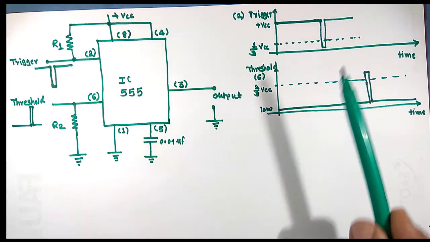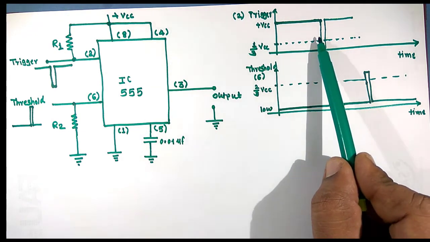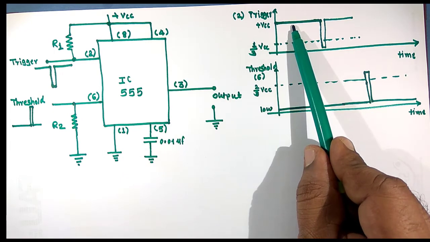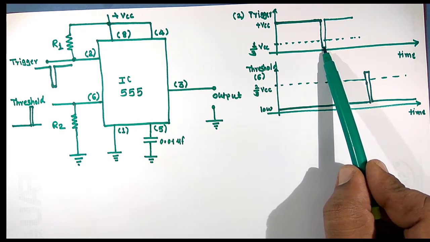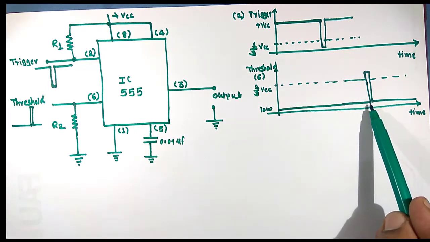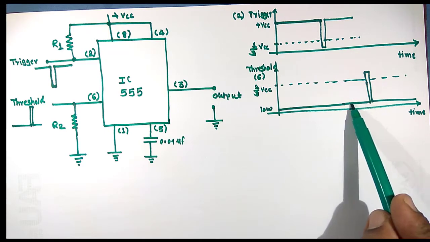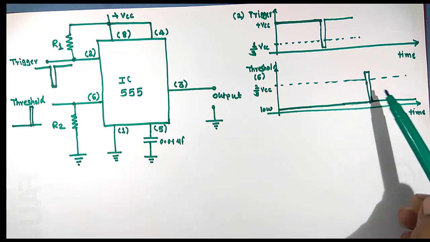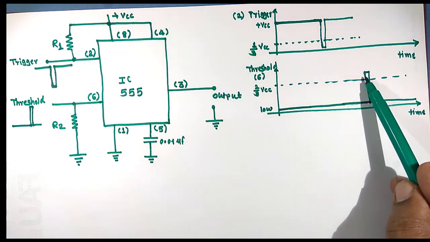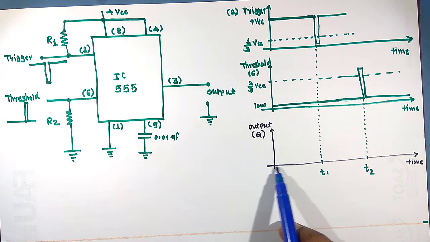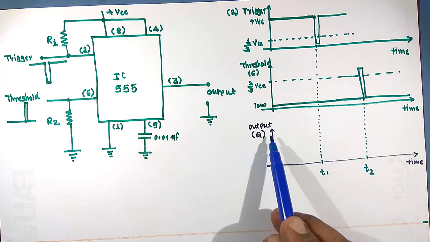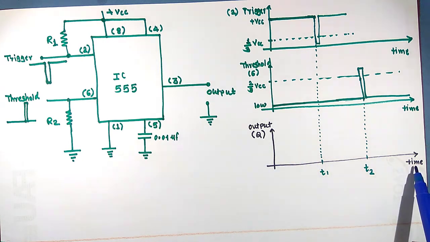Now let us see the situation when no triggering signal is there. Then the situation when triggering signal has arrived. Again, let us see when no threshold signal is there, and let us see the situation when threshold signal is present. This is a graph of output voltage versus time.